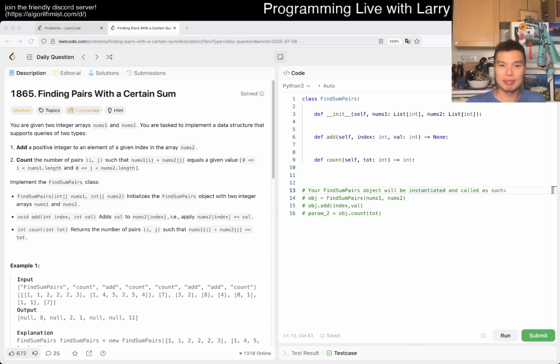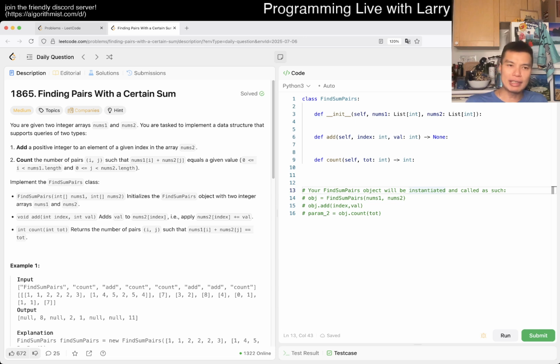All right, let's get started. Today we have 1865. Find pairs of a certain sum. Okay, so you're given two integer arrays, and you want to implement a data structure that supports two types of queries. Add a positive integer to the element of a given index in nums2. Count the number of pairs such that nums1 plus nums2 is equal to the target, I suppose, right? Yeah. So I guess this is like two sum, but dynamic, right?